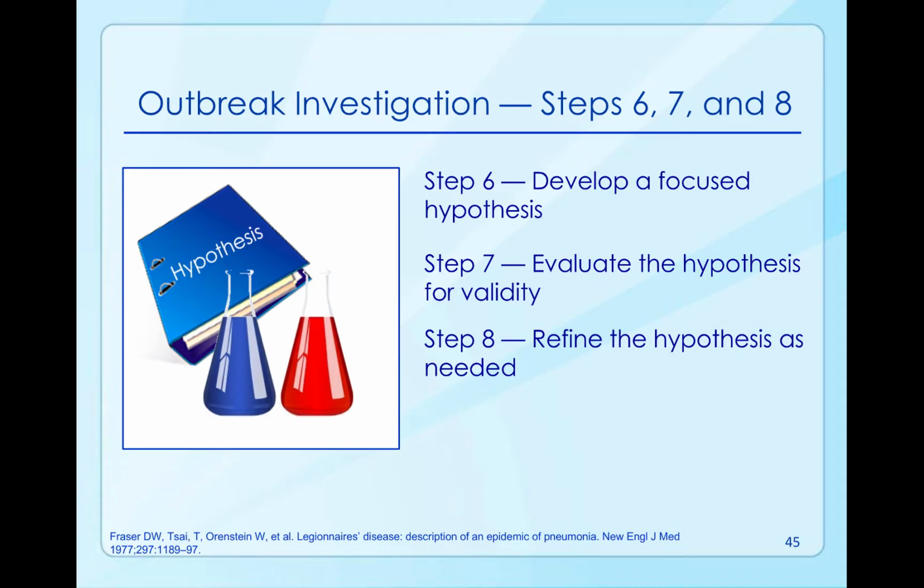During steps 6, 7, and 8, focus hypotheses, which are theories that can be tested for validity about Legionnaires' disease, were developed regarding how and why the outbreak occurred. They are then evaluated for validity and refined as needed. One hypothesis stated that the illness was associated with convention attendees who were guests at or had visited one particular hotel during their time at the convention.